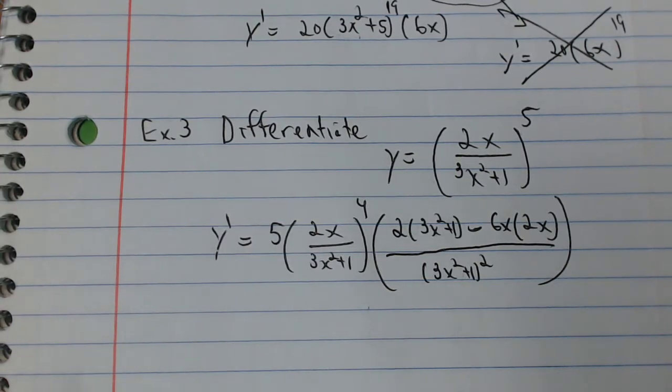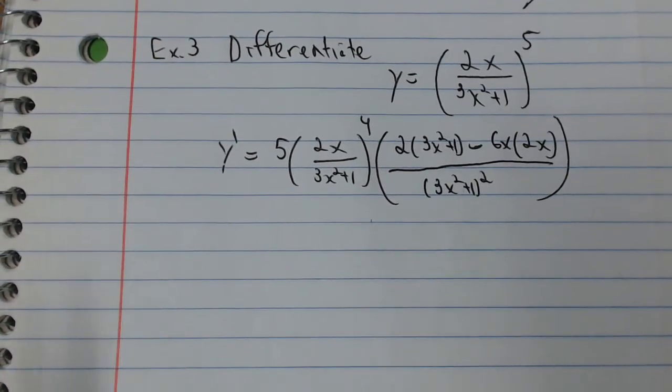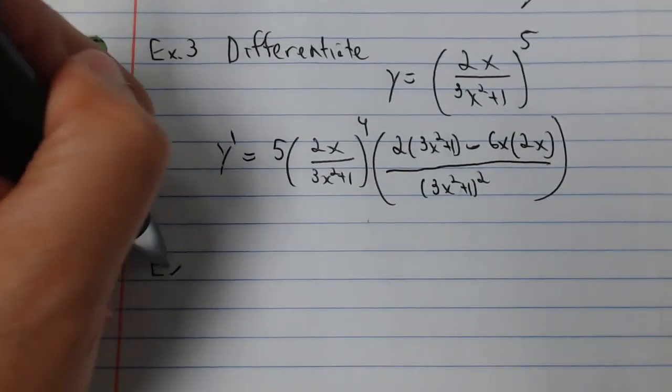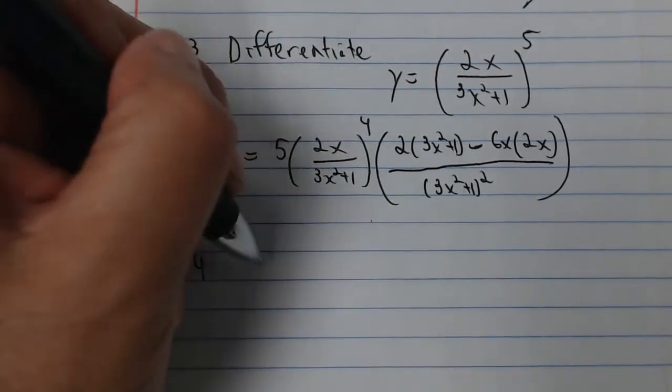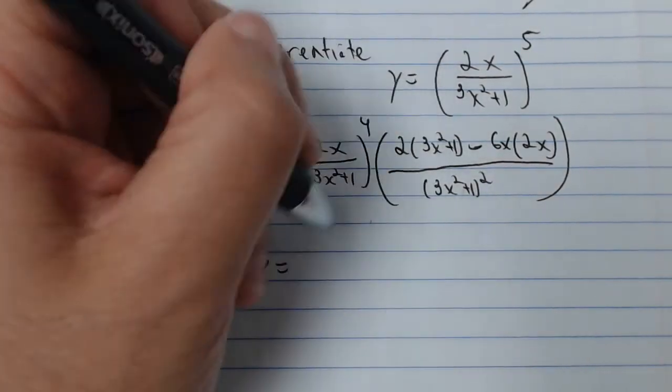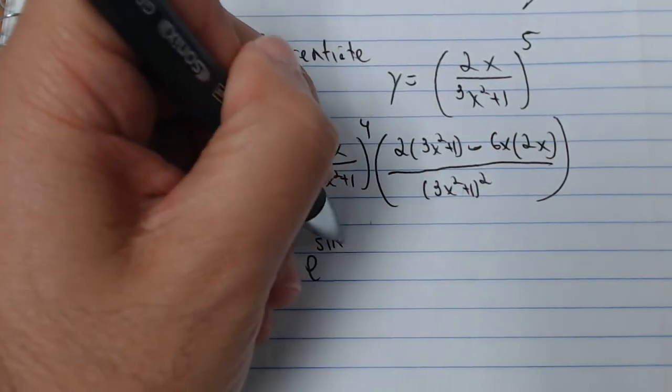Moving on to example 4. For example 4, we have y equals e to the power of sine x.